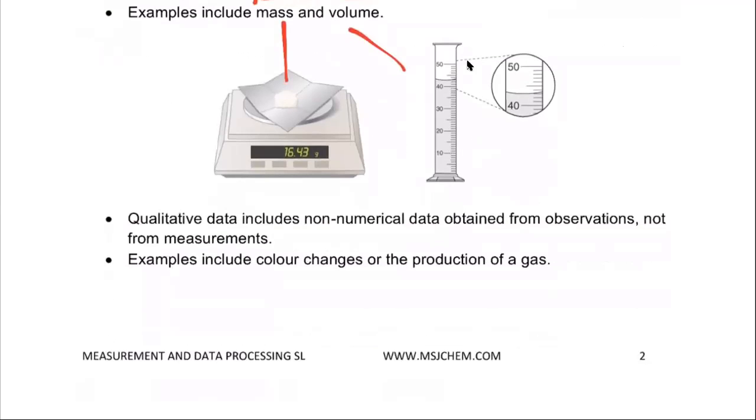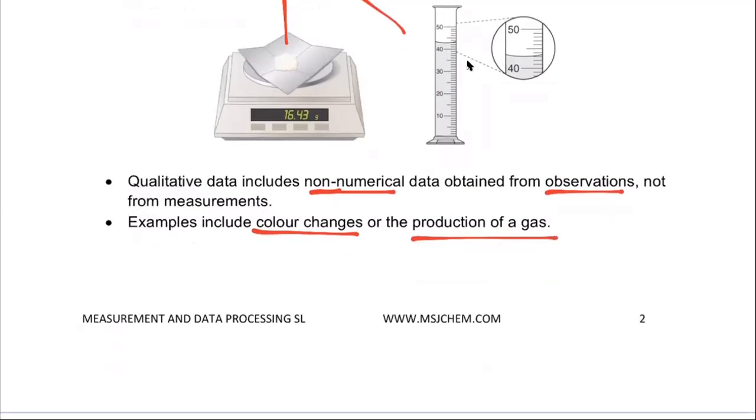Qualitative data is going to be things that are descriptive. So they don't have numbers, they're non-numerical, they're observations, not measurements. Examples could be if something changes color, or if a gas is produced and you see gas bubbles. It could even be a description. So maybe you're not measuring the temperature, but you feel something getting hotter and you describe that. It could be that you see light given off, or smoke produced. All those things are qualitative.